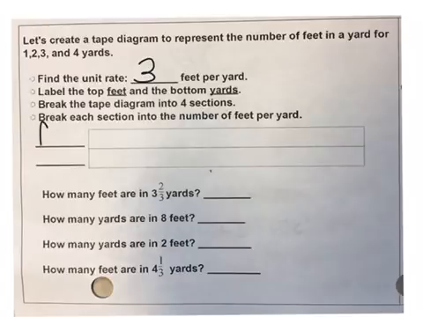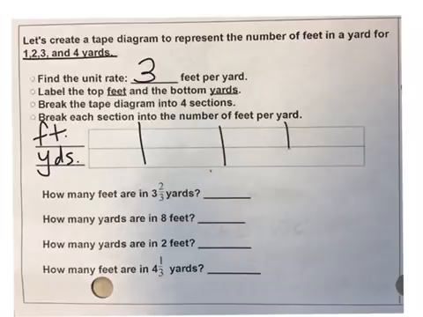It says label the top as feet and label the bottom as yards. So I need to divide this into 4 sections because I want to know how many feet there are in 4 yards. So I have 1, 2, 3, 4 yards. If there are 3 feet per yard, I'm going to divide this into thirds.